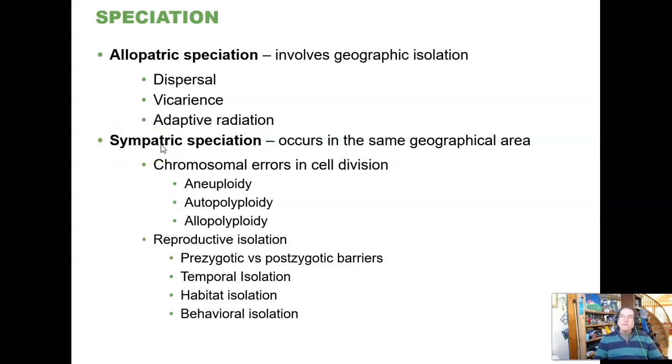Interestingly, it does happen in animals sometimes too. The paper that you have to read on the crayfish, the new species of crayfish, is an example of really a sympatric speciation event. And it has to do with a change in the ploidy of the reproductive cells, and a whole bunch of interesting things.